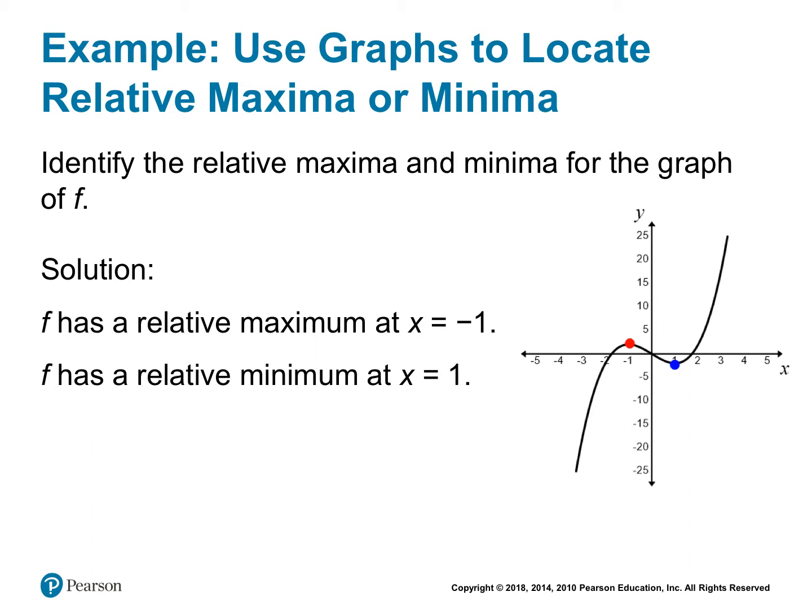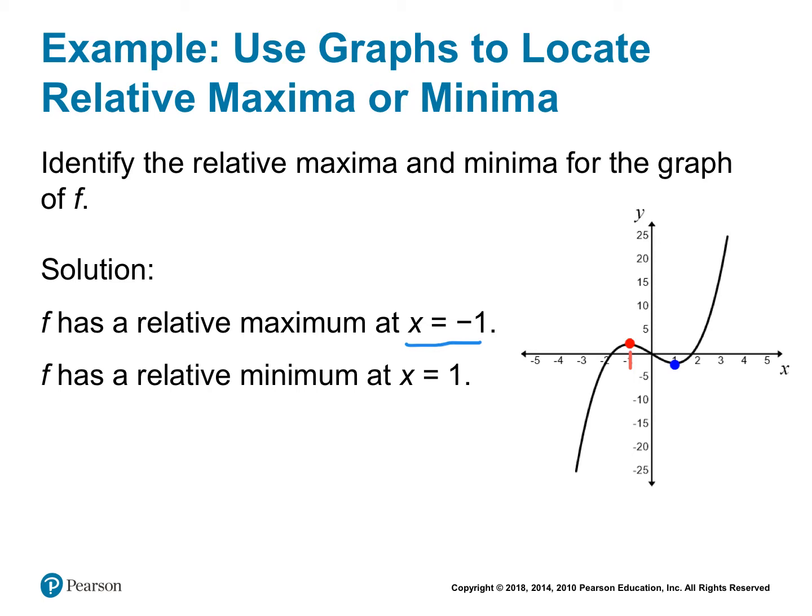And now looking at maxima or minima, I usually say maximum and minimum. It's a little easier. So identify the relative maxima and minima for the graph of f. So the solution of this one is the relative maximum. We usually write it as an x coordinate, so it's where x is negative 1. And you can see that red point here was where the x was -1.